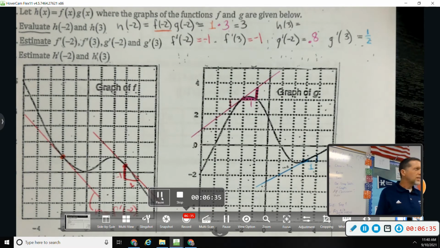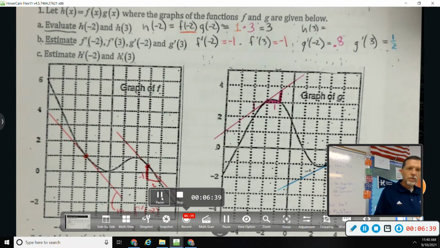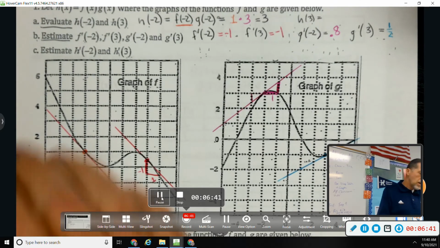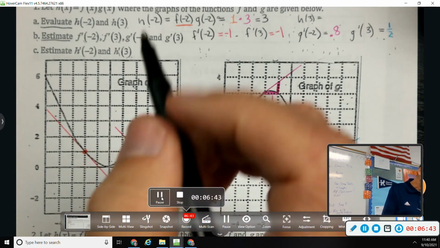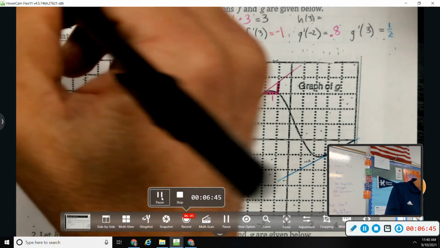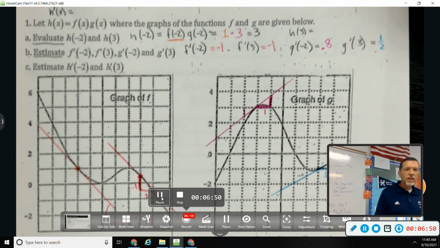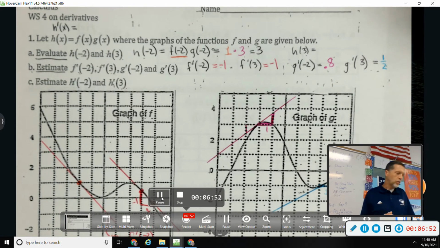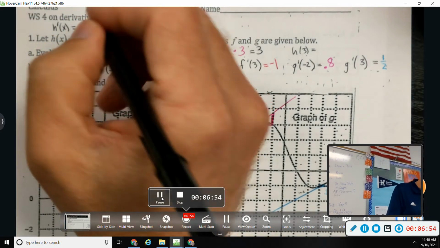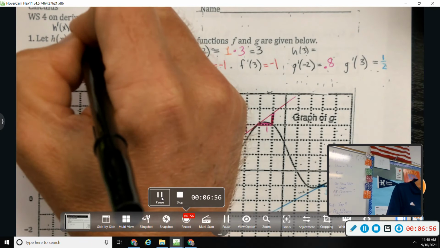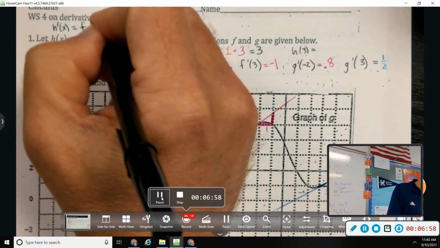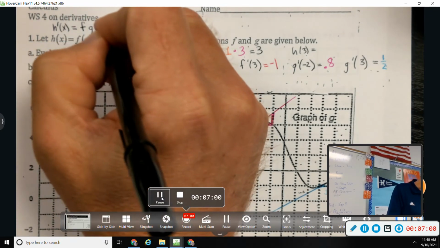Questions on that? It's just using the graph. It's not hard stuff, just a little bit different than we've done before. Part C, h prime of negative 2. Okay, well, h prime, the derivative of h, that's where I have to use the product rule. Now, instead of putting all the parentheses, I'm going to shortcut it and say fg prime plus gf prime.